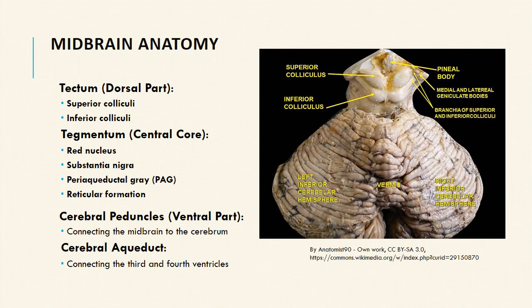Number 3, cerebral peduncles or the ventral part. These are large bundles of nerve fibers connecting the midbrain to the cerebrum. Number 4, cerebral aqueduct, a narrow canal that runs through the midbrain connecting the third and fourth ventricles and allowing the cerebrospinal fluid flow.